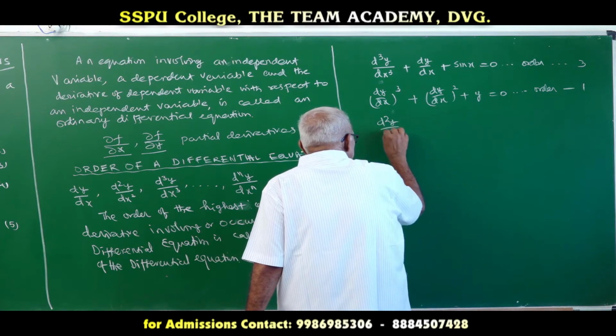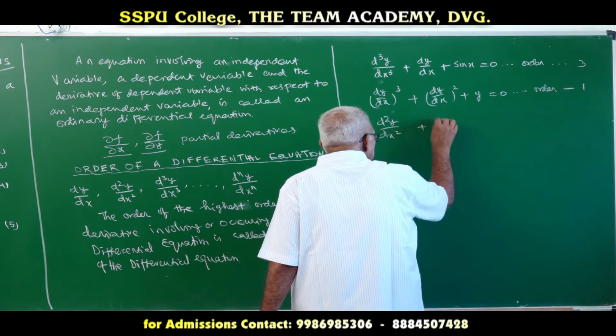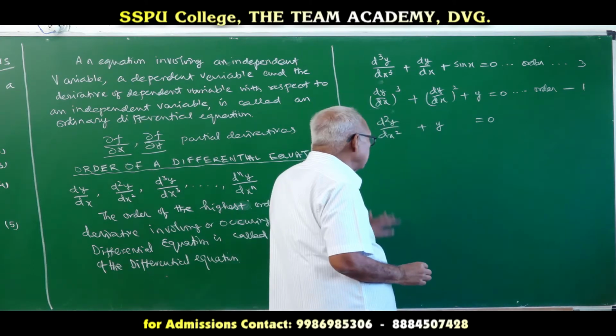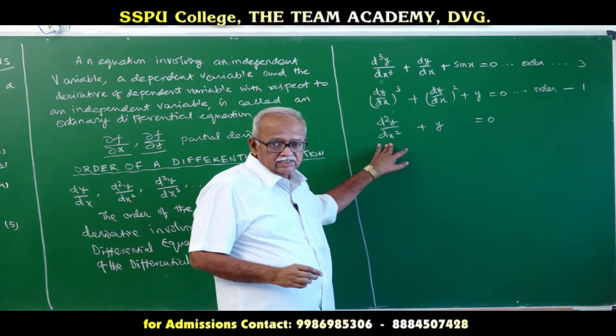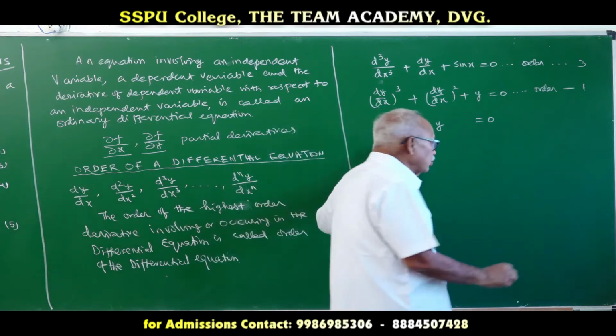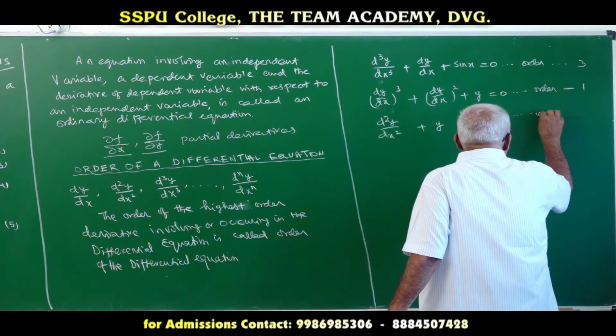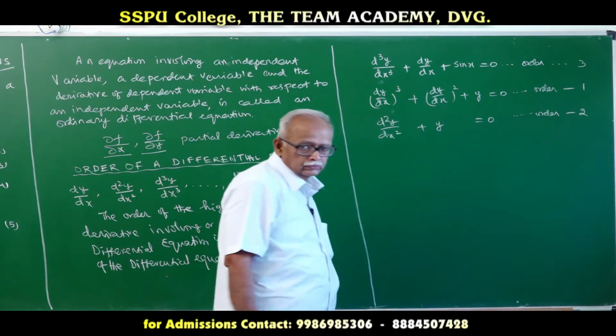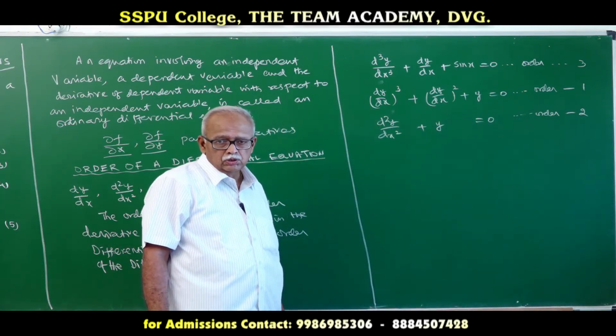Next, let us see d square y by dx square plus y is equal to 0. Now, this equation contains a second order derivative. So, only one derivative is there, that is the second order derivative. So, order is 2. The order of the differential equation is 2.